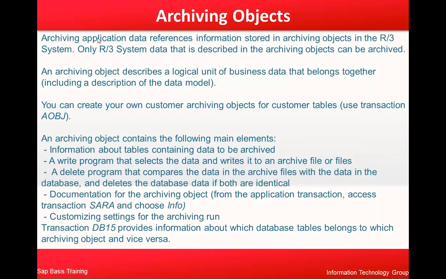Archiving application data references information stored in the archiving objects in the archiving database. Only R3 system data that is described in the archiving objects can be archived. An archiving object describes a logical unit of business data that belongs together. Basically, only completed business processes, completed transactions, and completed entries can be archived. Archiving objects contain the following elements: information about tables containing data to be archived.